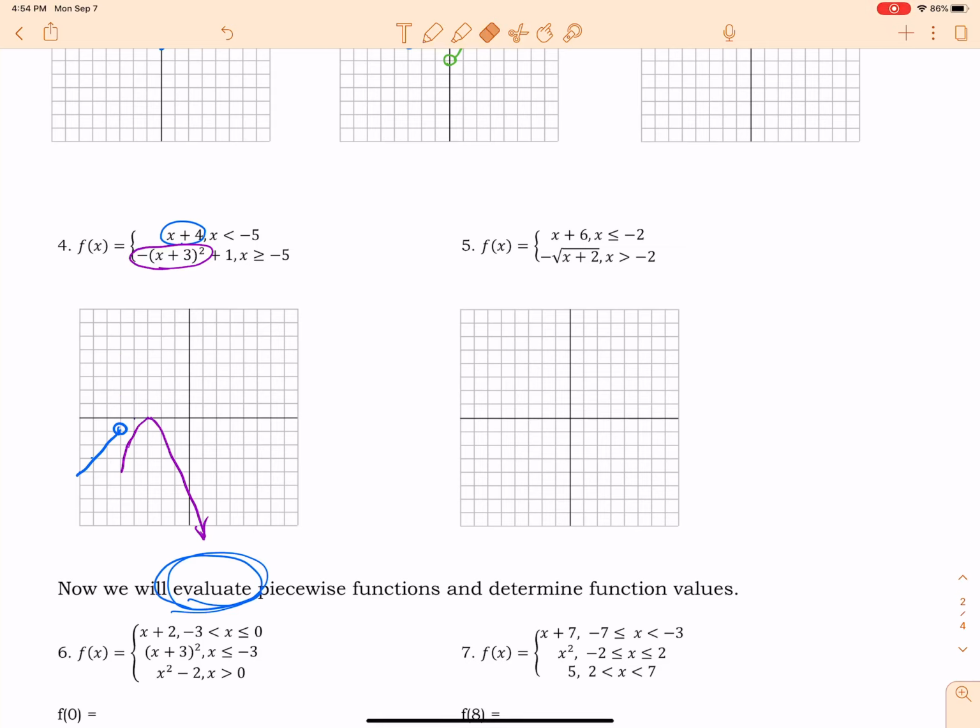Okay, let's look at number 5. We have x plus 6, and x is less than or equal to -2. So again, this is a line, and it's going through 6, positive 6. And then my slope is positive 1 again. I'm being pretty easy with you. Okay, it's restricted to less than or equal to -2. Well, -2 is right here, so that's going to be right there. Okay, so that's what that's going to look like.